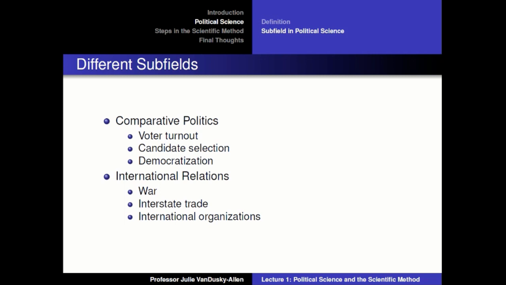Next, international relations is the study of politics between countries. International relations scholars try to explain outcomes such as why some countries go to war, while other countries are more likely to trade with each other. They also try to explain the role that international organizations play in the international system. For example, some scholars are interested in how the United Nations and NGOs influence human rights practices in countries throughout the world.